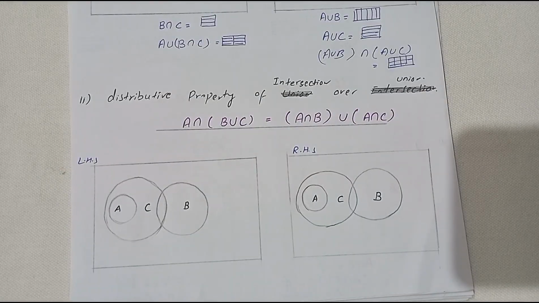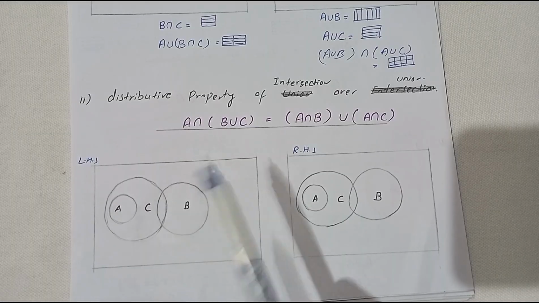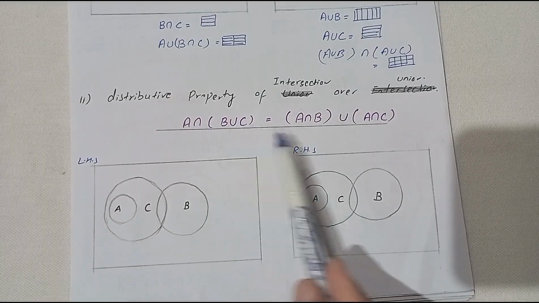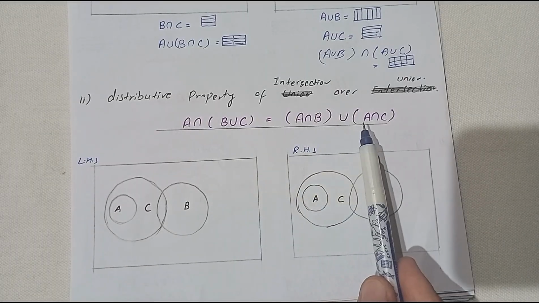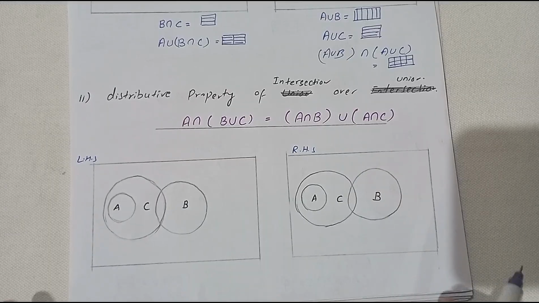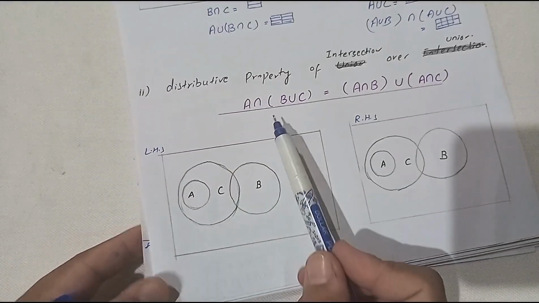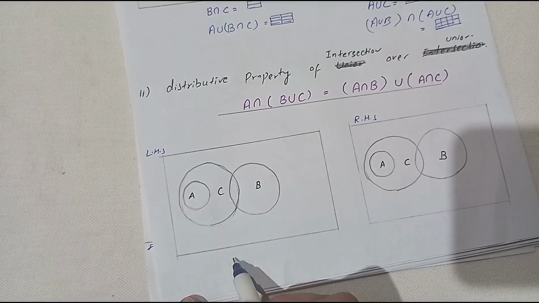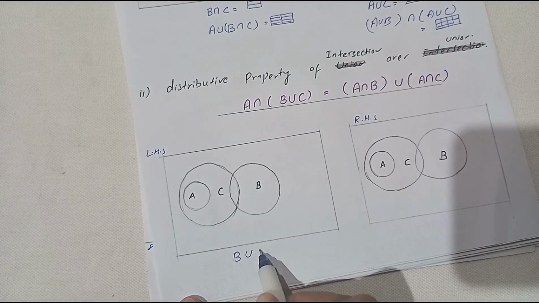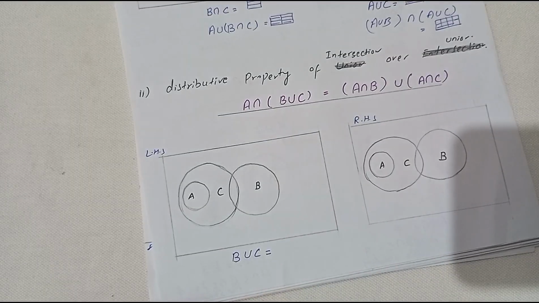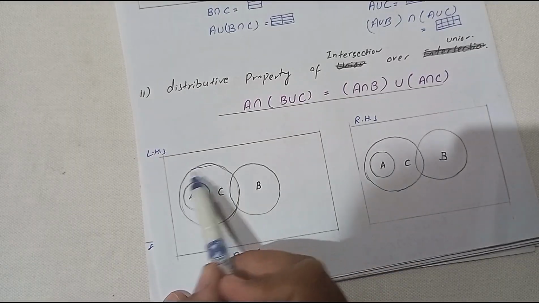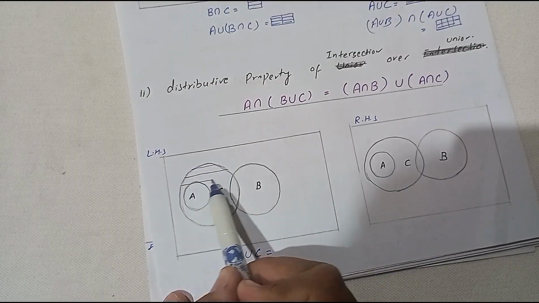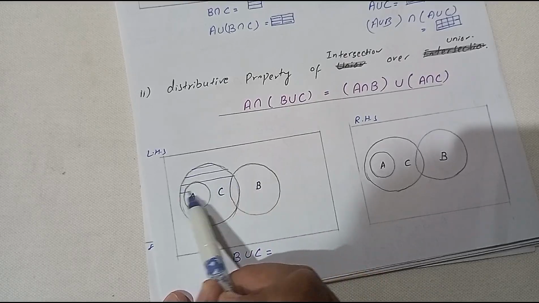Now in the second part we have to prove the distributive property of intersection over union, that is A intersection B union C equals A intersection B union A intersection C. So first we shaded the left hand side of this property, that is A intersection B union C. So first we shaded B union C. B union C means all part of B and C. So we shaded it with horizontal line, all part of B and C.